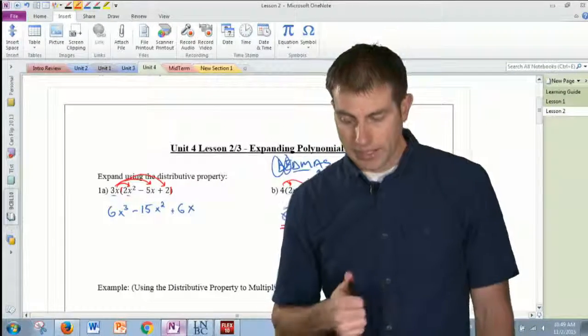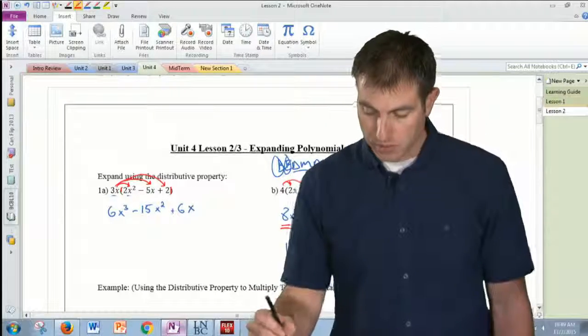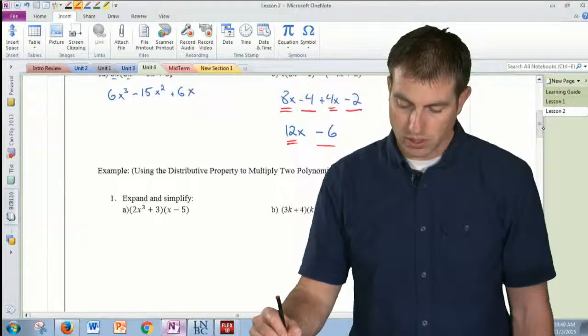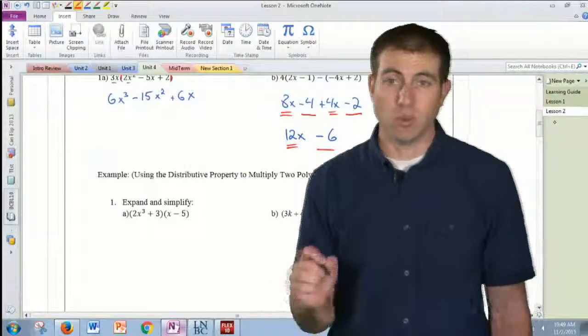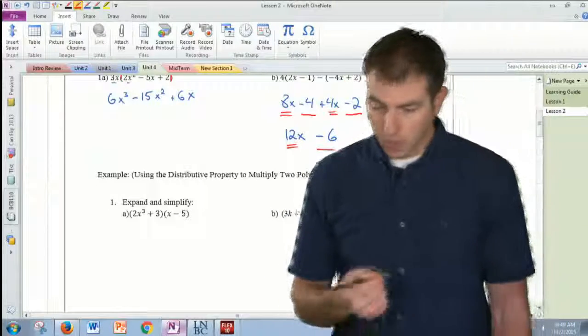So that is using the distributive principle. So you're multiplying and then combining like terms. And you'll see that all of these questions are almost identical to what we just did. The next one has this FOIL.